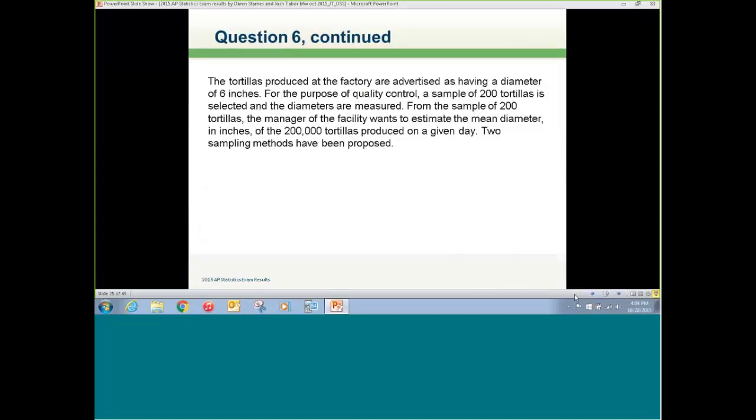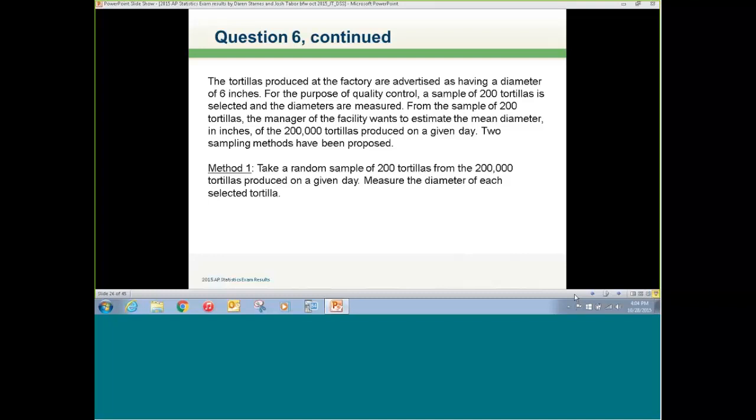Question continues. The tortillas produced at the factory are advertised as having a diameter of 6 inches. For the purpose of quality control, a sample of 200 tortillas is selected and the diameters are measured. From the sample of 200 tortillas, the manager of the facility wants to estimate the mean diameter in inches of the 200,000 tortillas produced on a given day. 2 sampling methods have been proposed. Method 1 is to take a random sample of 200 tortillas from the 200,000 tortillas produced on a given day, and then measure the diameter of each selected tortilla. This is your standard simple random sample.